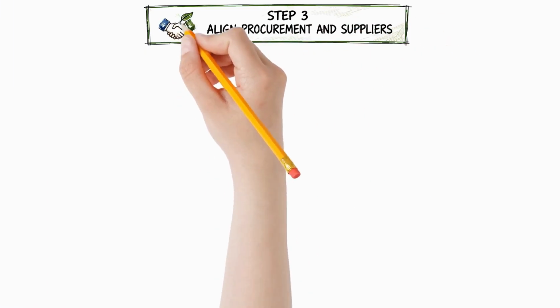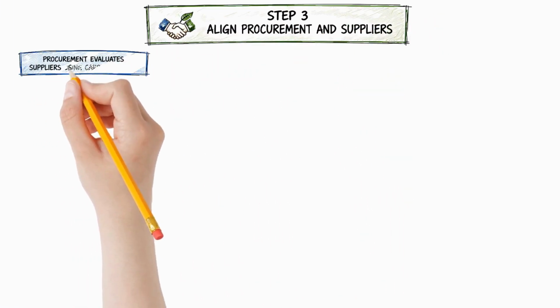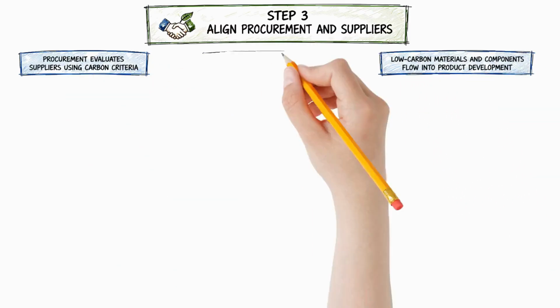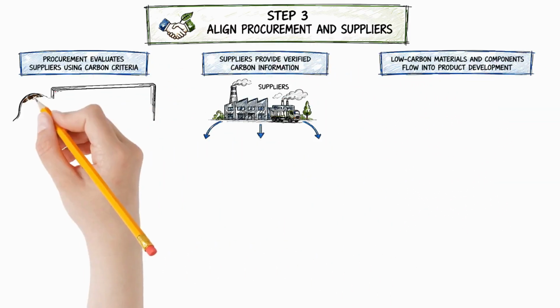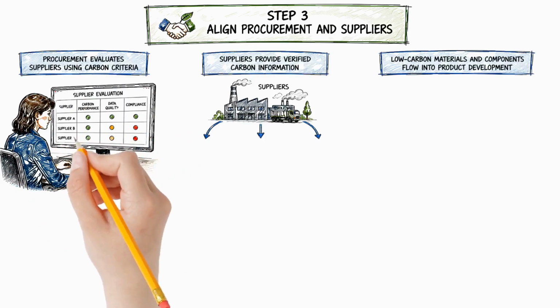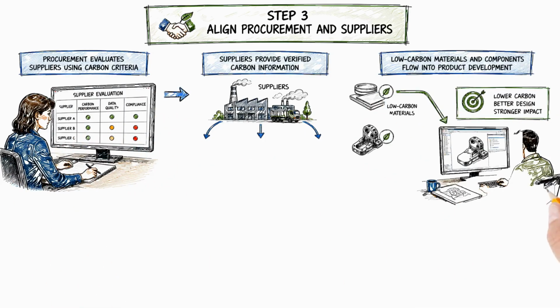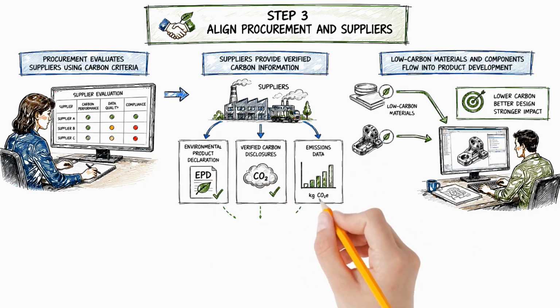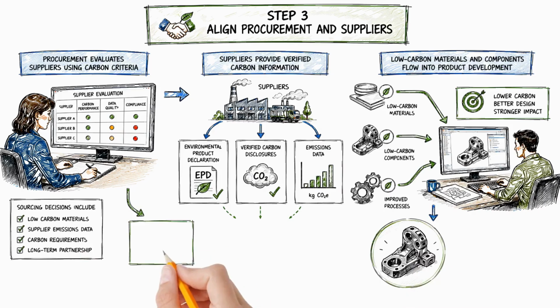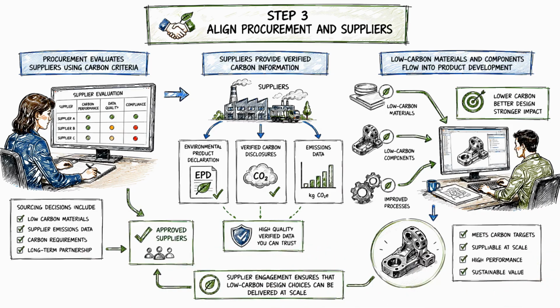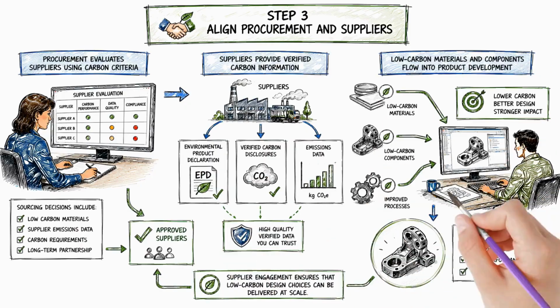Step 3 is aligning procurement and suppliers. Procurement teams source low-carbon materials, obtain supplier-specific emission data, and include carbon requirements in sourcing decisions. Environmental product declarations and verified disclosures improve data quality, while supplier engagement ensures that low-carbon design choices can actually be delivered at scale.